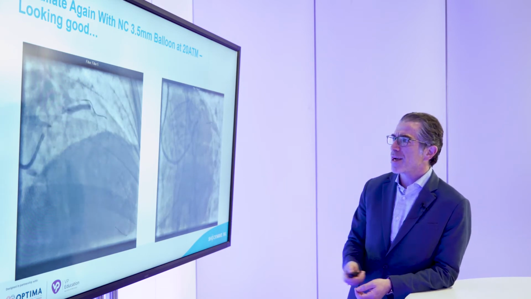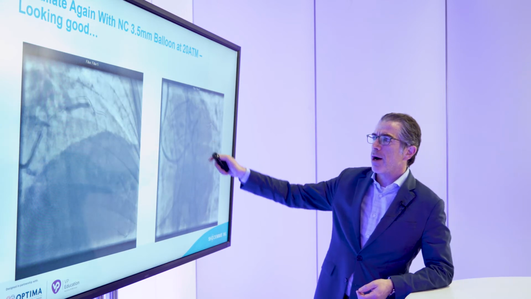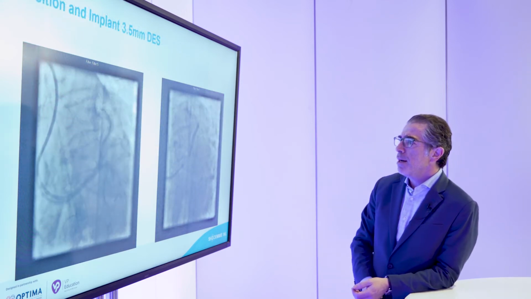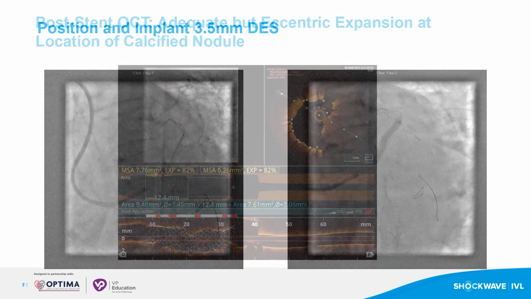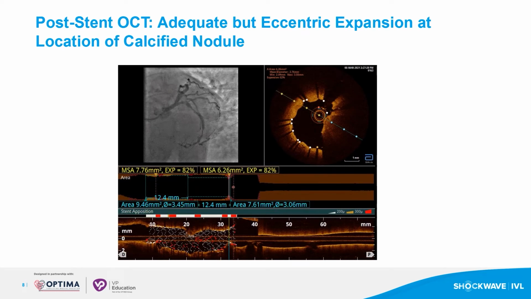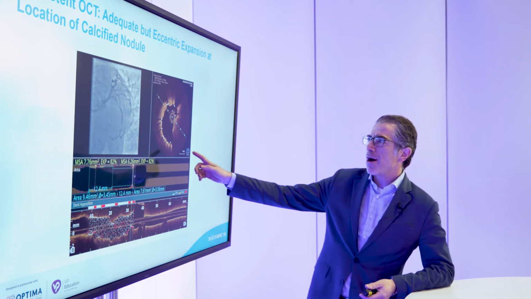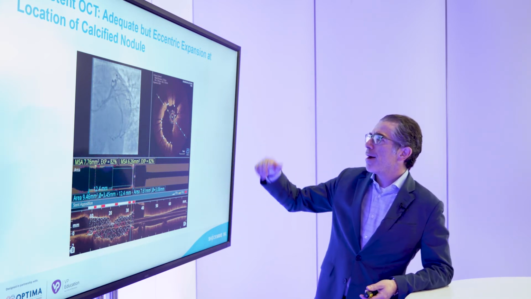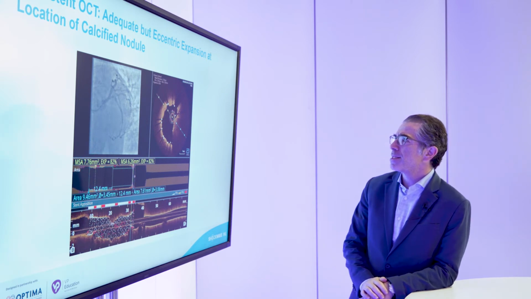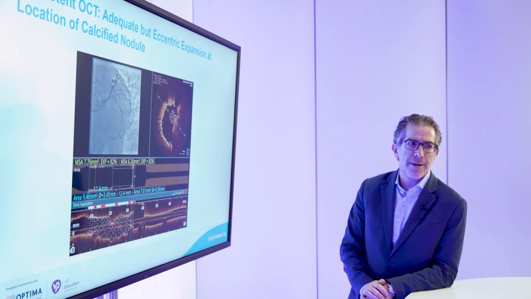And I just confirmed that I got good expansion, even in the very ostium of the LAD. Implanting a 3.5 DES here. See the balloon is expanding well. Here's my final result. Just focusing on the stent down here, I had adequate stent expansion for this heavily calcified lesion. And also I just want to focus on the very ostium of the LAD. You can still see the nodule there, but my stent area is 6.3 millimeters squared.